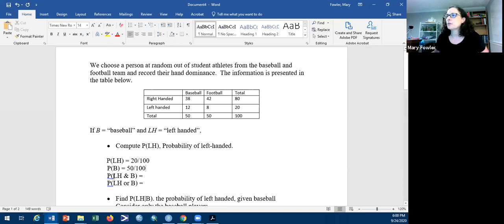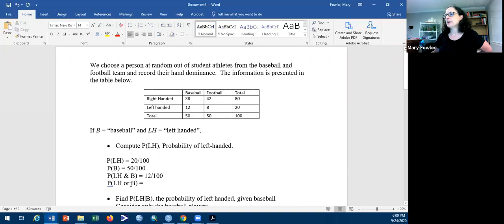Now let's look at left-handed and baseball. Here are all of our left-handeds, and here are all of our baseball, coming straight down here. So we are looking for the probability of left-handed and baseball. That would be these guys right in there, those 12. So there are 12 athletes that are both left-handed and baseball, and that's 12 divided by 100. Please represent these in two decimal places, but just for the purpose of the video, I'm keeping them in fractions today.